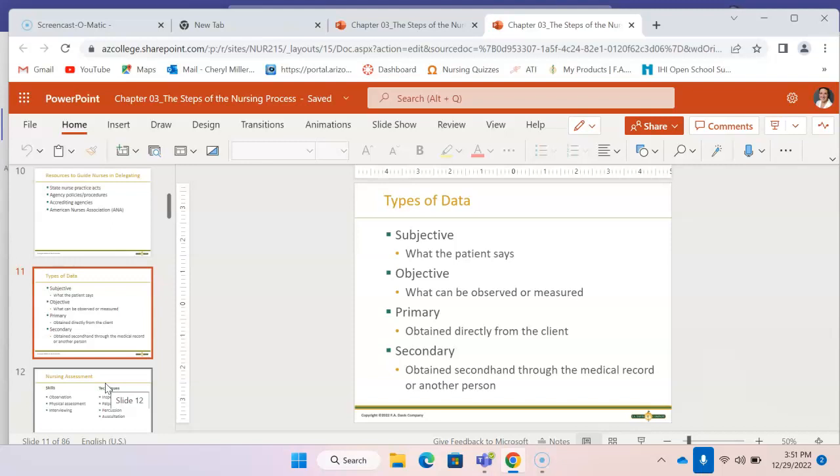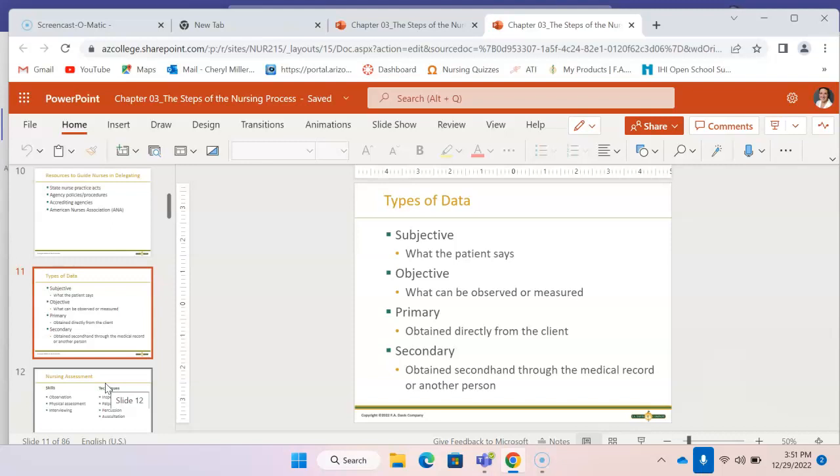Okay? So if you walk in the patient's room and you say, "Hi, how are you doing today?" And he's like, "Oh, not so good. This is the worst pain of my life. Oh my gosh." And he's crying. You chart what you see and what they say.